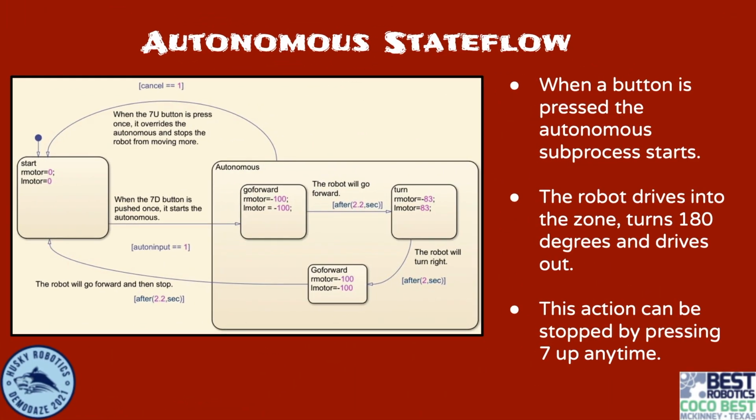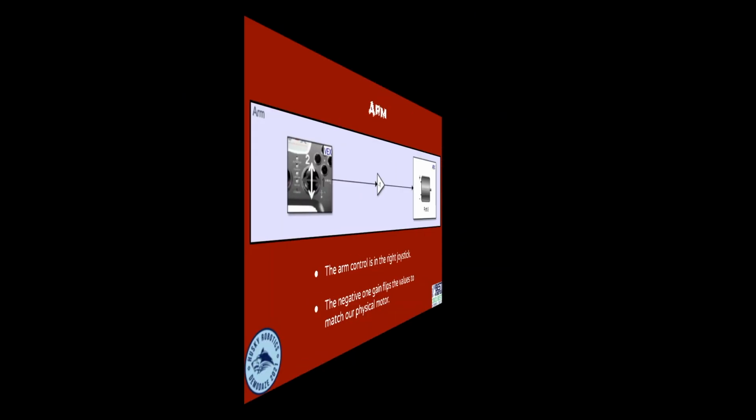The autonomous state flow works when we press the 7 down button, and the autonomous subprocess starts. The robot drives into the zone, turns 180 degrees, and drives back out. This action can be stopped at any time by pressing the button 7 up.